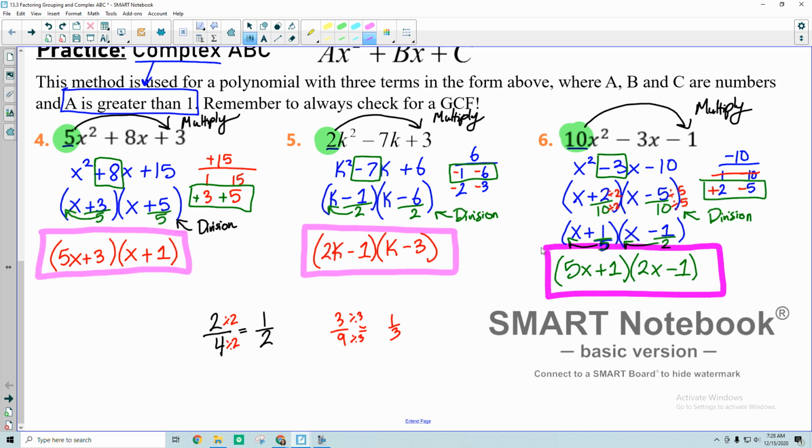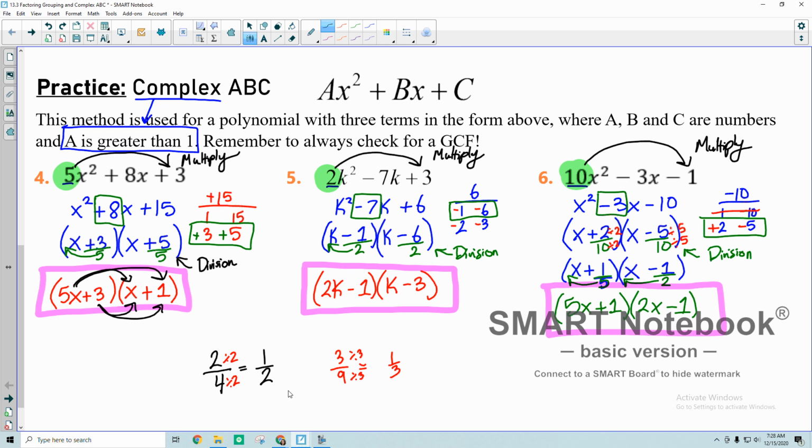Again, like I showed you guys in just one of the problems yesterday, if you wanted to check your answer, what would you have to do? You would have to go through and multiply all of this. So like I would multiply 5x times x, 5x times 1, 3 times x, 3 times 1, multiply all that out, and if I got what I started with, which is this 5x squared plus 8x plus 3, then I did everything correctly. So I encourage you to maybe multiply all this out, see if you can double check that this one is correct, and that is how you would do factoring for a complex ABC.